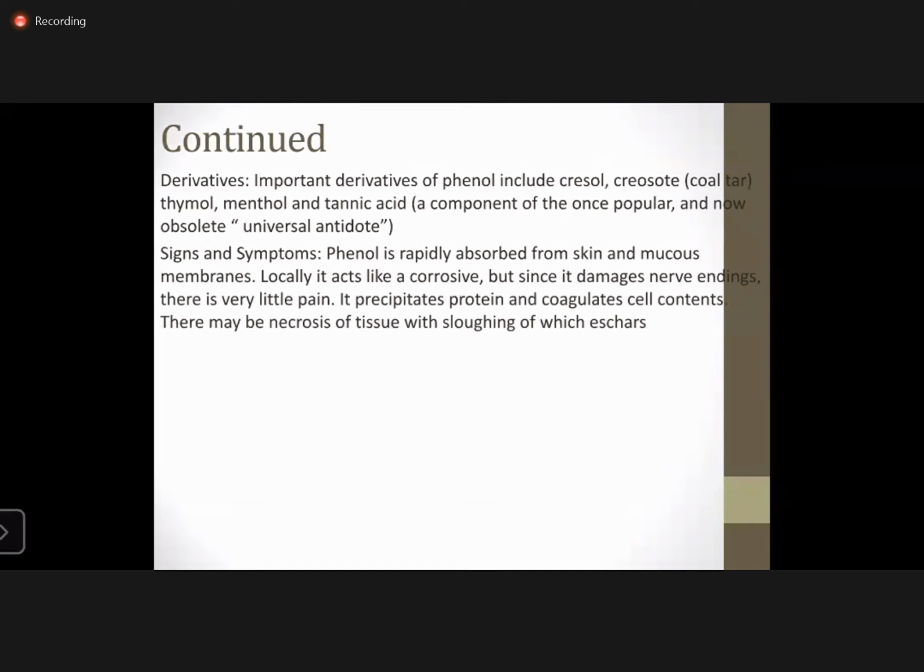The derivatives are very important derivatives of phenol, the names of cresol or creosote or coal tar or thymol, etc. Tannic acid, if you've done toxicology, you've seen that it is a component of an antidote. One part of tannic acid is used in the universal antidote, but it is now obsolete and not used. Dettol is a chlorinated phenol, and Lysol is somewhat 50% cresol with saponified vegetable oil. So from the derivatives of phenol, you get Dettol and Lysol, which are very commonly used in households.